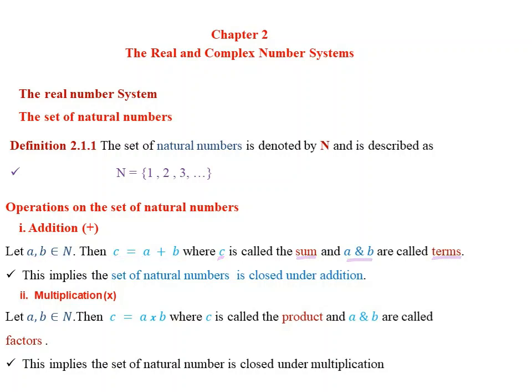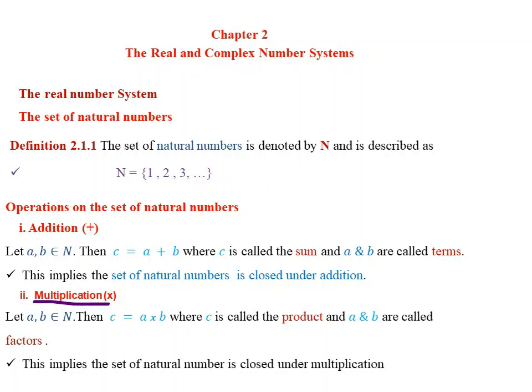Let A and B be natural numbers, then the sum A plus B is C. C is called the sum, A and B are called terms. The set of natural numbers under addition is closed: the sum of any two natural numbers is a natural number, then the set of natural numbers is closed under addition.